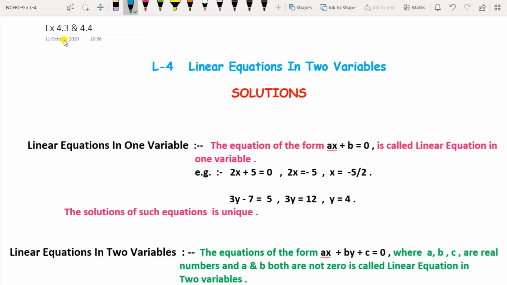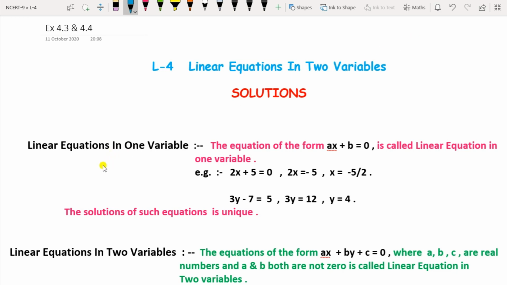In this video we are going to see the solutions of exercise 4.3 and 4.4 of lesson 4, linear equations in two variables. In the link above I have shared the video of exercise 4.1 and 4.2. Please go through that video too.